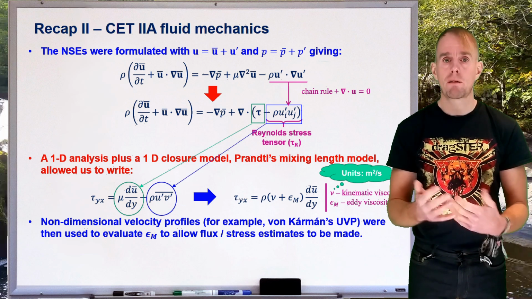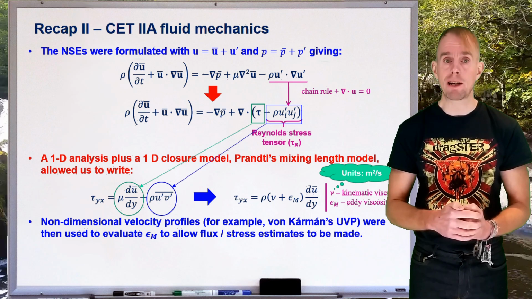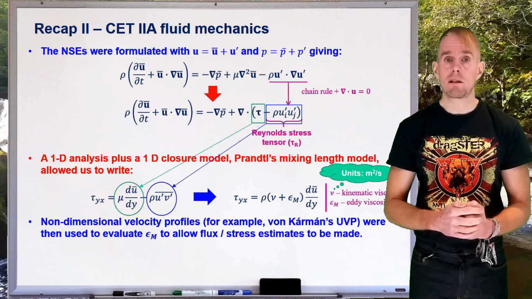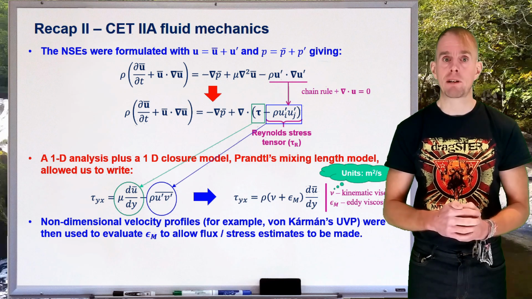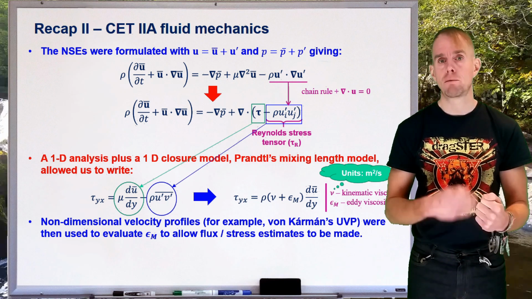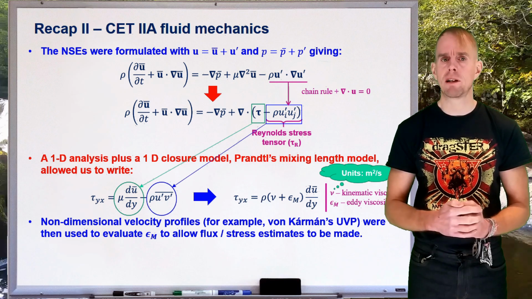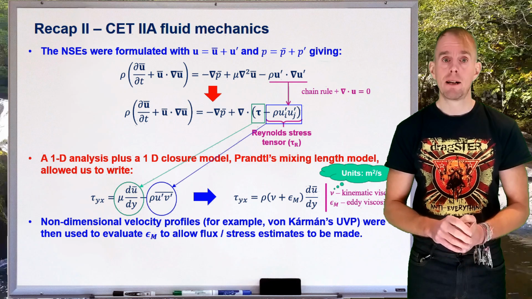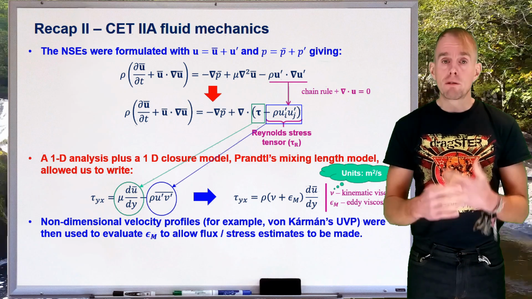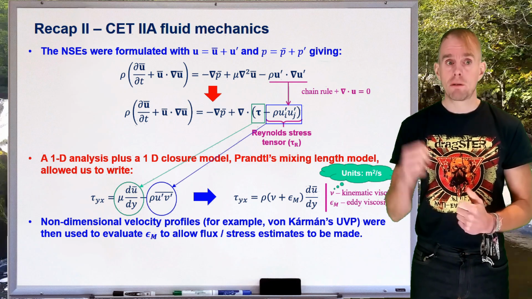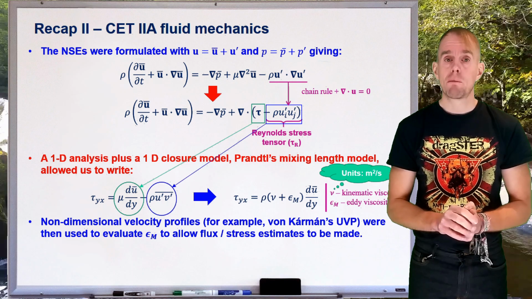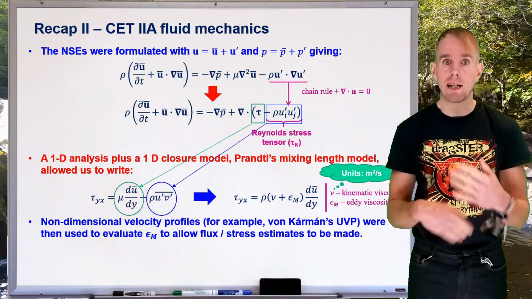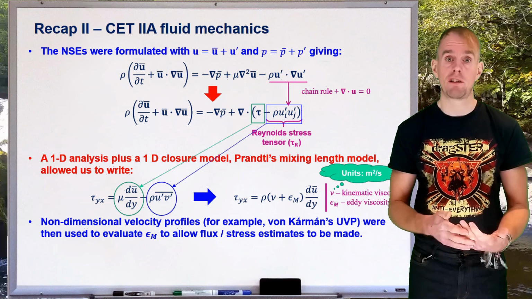You found parameters with which you could non-dimensionalize them, typically involving a shear stress of some sort, and then used experimental data to plot out how non-dimensional velocity varied with non-dimensional distance, and you ended up with something like, for example, von Karman's universal velocity profile. You can substitute the results of von Karman into this stress expression here, which also gives you the ability to work out how epsilon, my eddy viscosity, relates to velocity gradients.